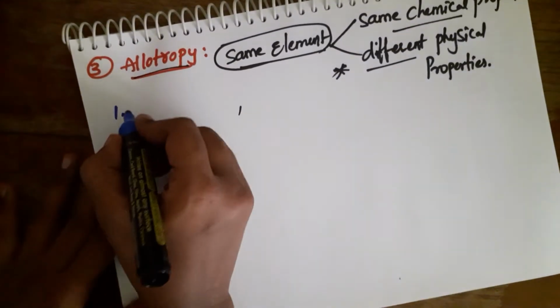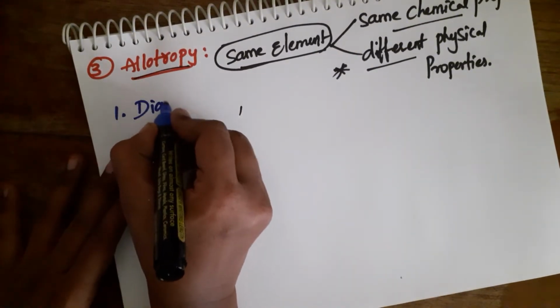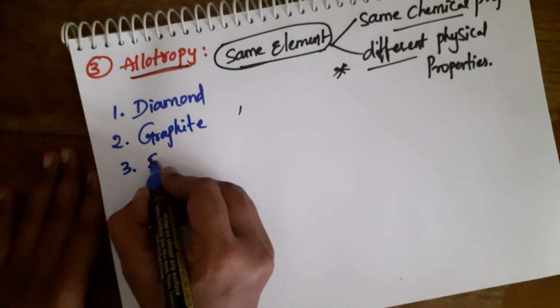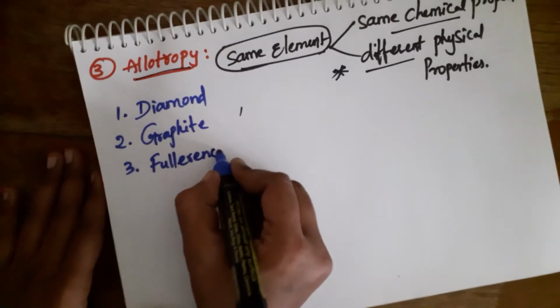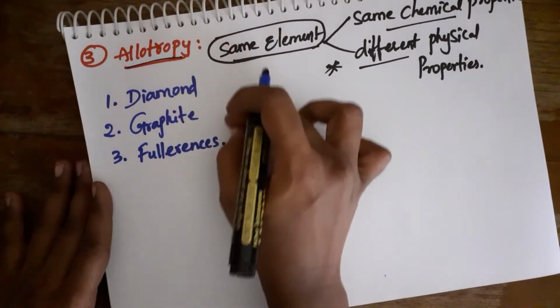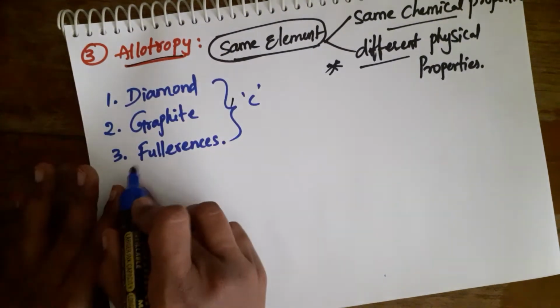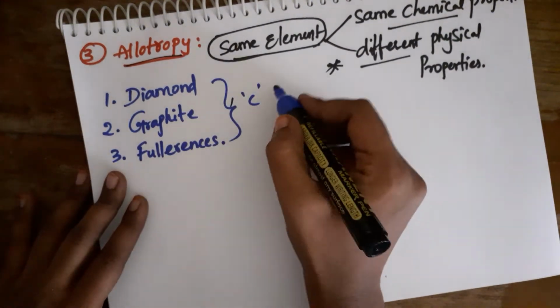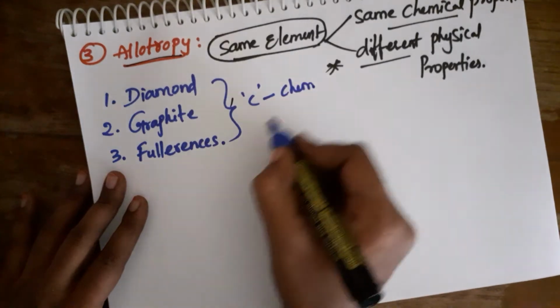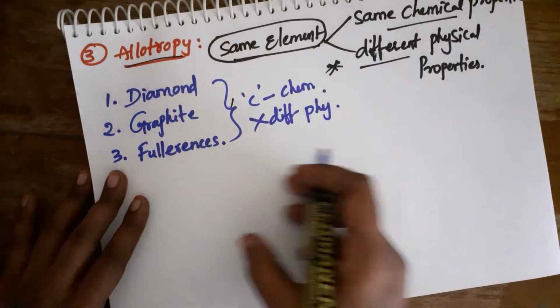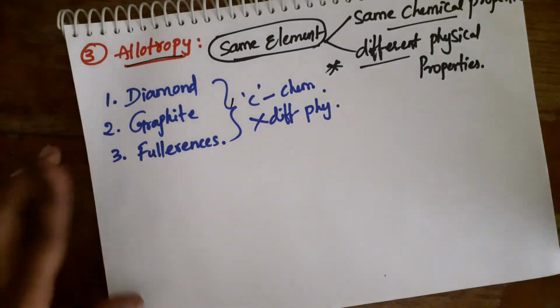Mainly carbon can form three types of allotropes. First one is the diamond, second one is graphite, third one is the fullerenes. Okay, so for these three, the composition is the same, that is carbon only. The composition of these three as a compound is the same, that is carbon, and they show the same chemical properties but differ in physical properties. That capacity is called allotropy. So one by one we'll discuss.